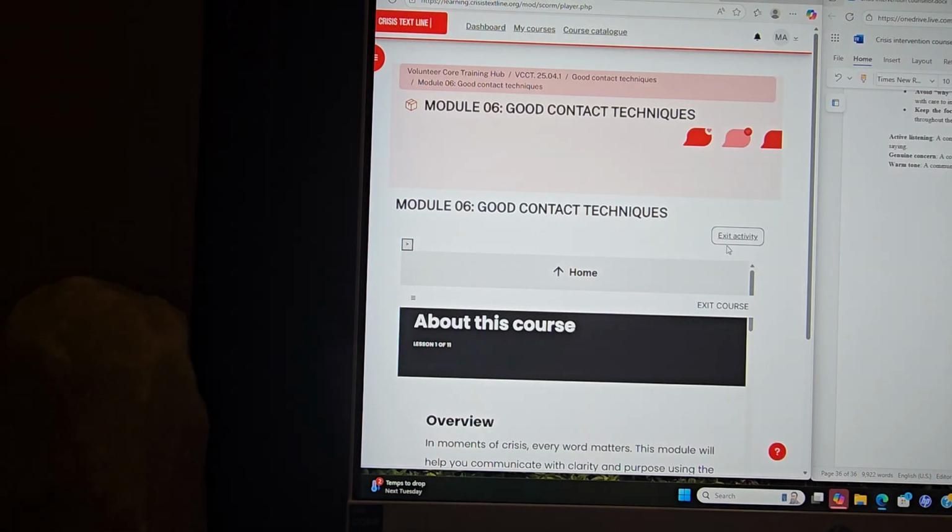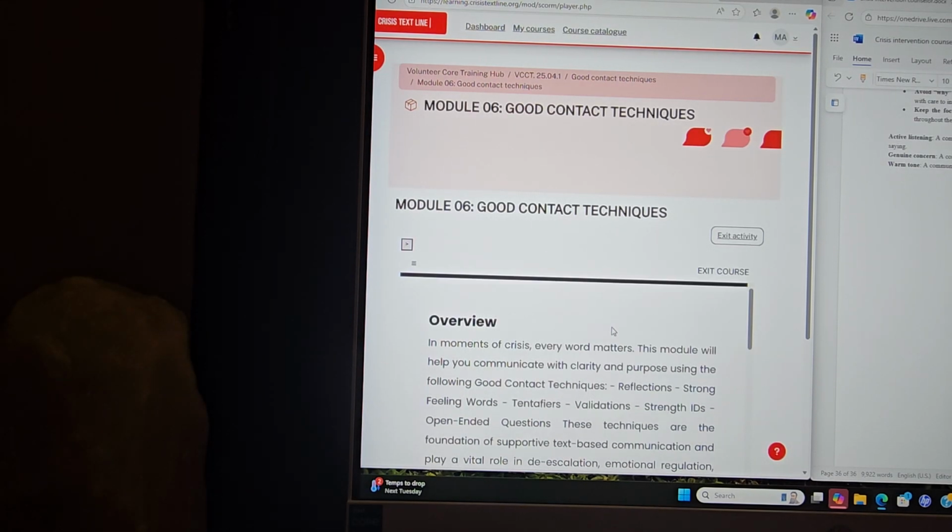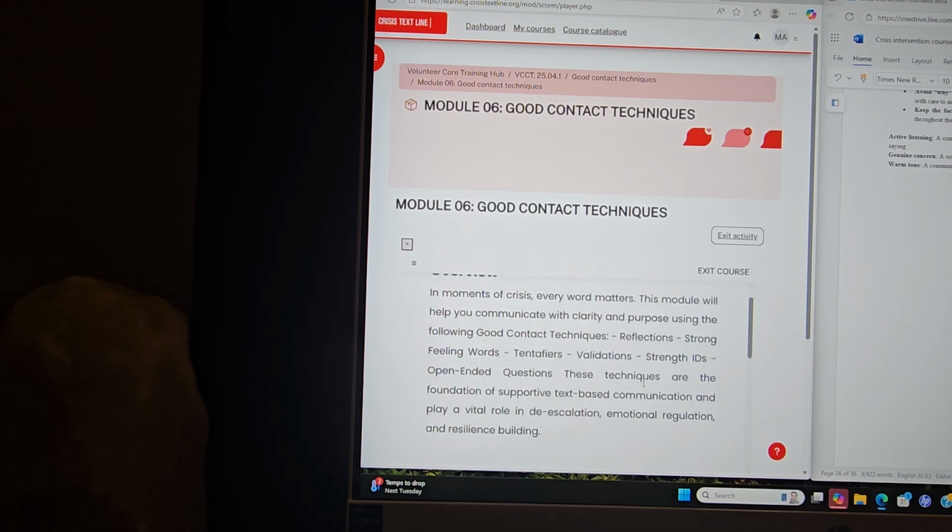We'll go ahead and start Module 6, Good Contact Techniques. Okay, about this course. In moments of crisis, every word matters. This module will help you communicate with clarity and purpose using the good contact techniques: reflections, strong feeling words, identifiers, validation, strength IDs, and open-ended questions. These techniques are the foundation of supportive text-based communication and play a vital role in de-escalation, emotional regulation, and resilience building.